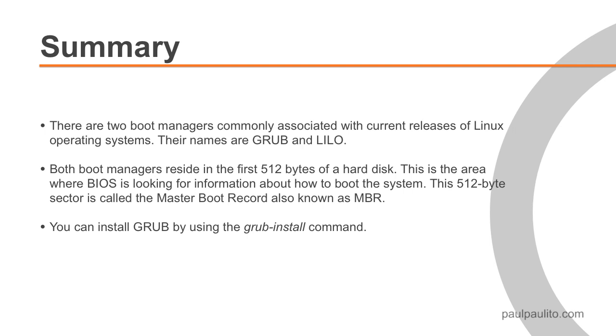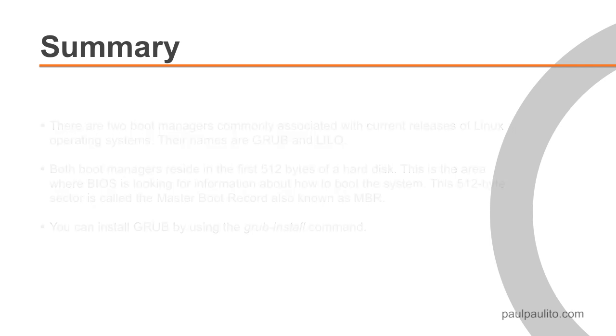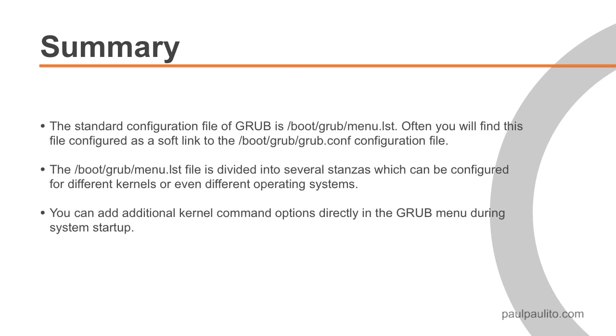You can install GRUB by using the grub-install command. The standard configuration file of GRUB is /boot/grub/menu.lst. Often, you will find this file configured as a soft link to the /boot/grub/grub.conf configuration file. The /boot/grub/menu.lst file is divided into several stanzas, which can be configured for different kernels or even different operating systems. You can add additional kernel command options directly in the GRUB menu during system startup.